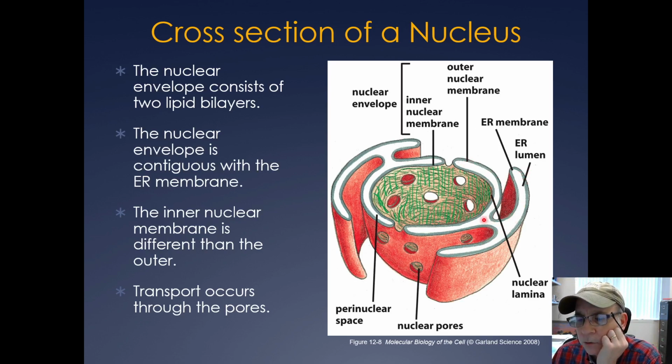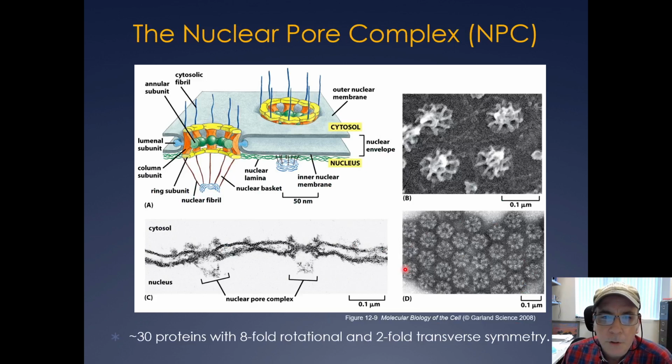Okay, so once you get past the nuclear envelope, there's still a continuation of the lipid bilayer, which then makes the ER membrane. Okay, and then you have an ER lumen here. Okay, and one other thing that I think is important to know is that the inner nuclear membrane is actually different from the outer nuclear membrane. And all of the transport in and out of the nucleus occurs through these nuclear pores. And the complex that facilitates all that transport is called the nuclear pore complex.